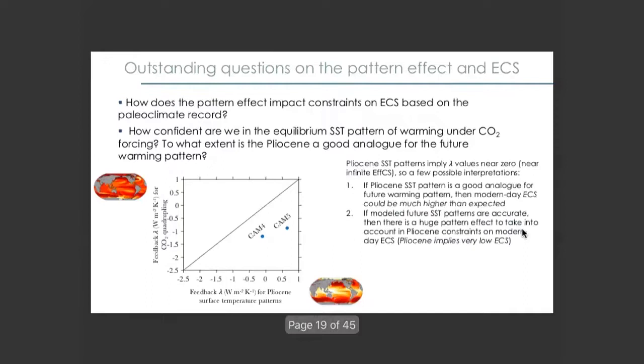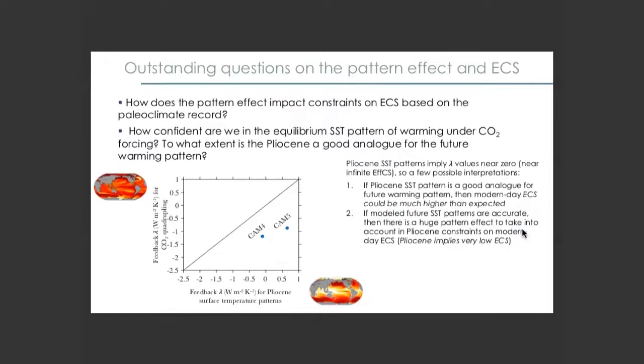Another possible interpretation is maybe the 4x CO2 pattern in the models is a better representation of the future. And the Pliocene, then you have a huge pattern effect between the Pliocene and the future that needs to be taken into account. The Pliocene wasn't that warm, and yet the feedbacks were probably very positive for that pattern. That implies the cloud physics has a very small feedback. So that implies a very low climate sensitivity from the Pliocene, if you think about it that way.